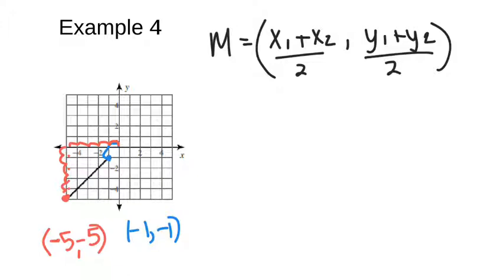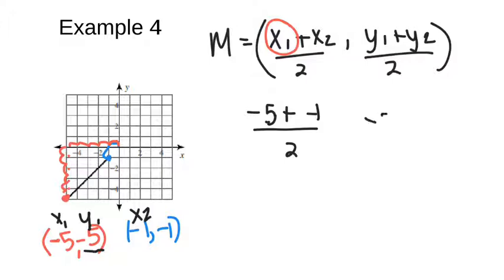Okay, so those would be your 2 points, your 2 coordinates. You had to count them off the graph first, and then you go over here and plug in just like you did before. x1 would be -5 plus x2 would be -1 over 2. y1 would be -5 plus y2 would be -1.